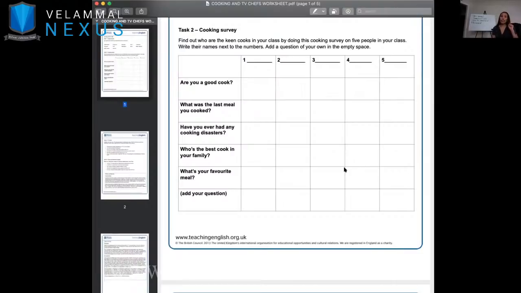The fourth question is, who's the best cook in your family? For me, that is an easy answer. The best cook in my family is my mom. What about you? My mom is the best cook in my family and one of the best cooks. I know, I love her food, but I also feel like we all tend to say the same thing about our moms.